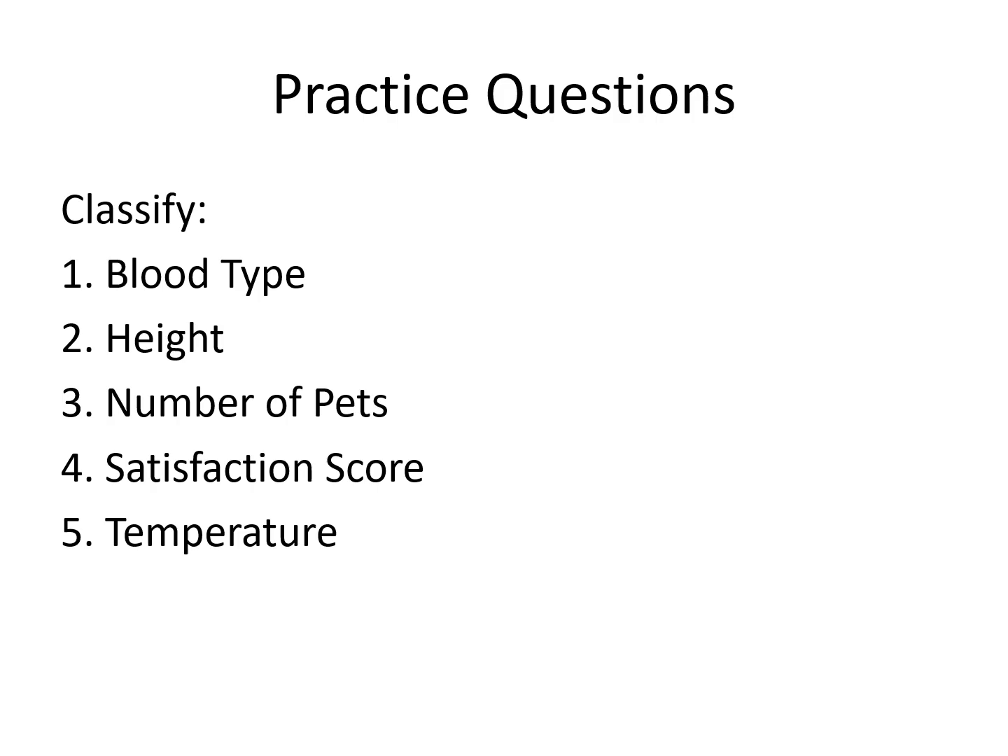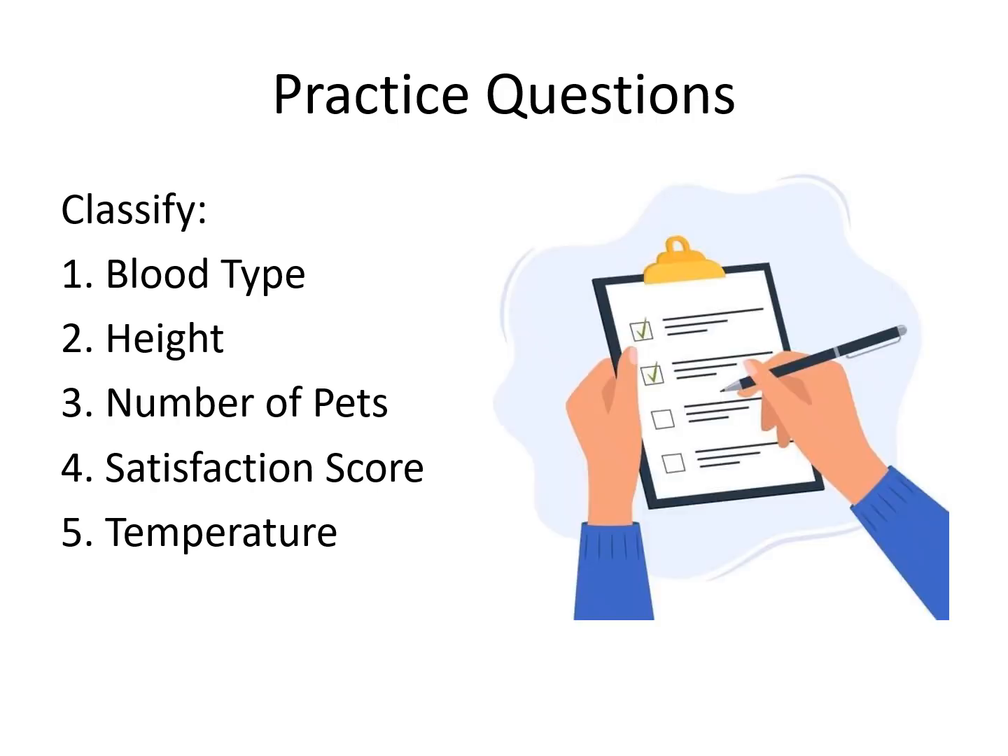Let's test our understanding. Pause the video if you'd like to answer. First, classify the following variables: blood type, height, number of pets, satisfaction score, temperature. Remember our decision tree: category or number, order or no order, counted or measured. Take a moment and think through each answer.